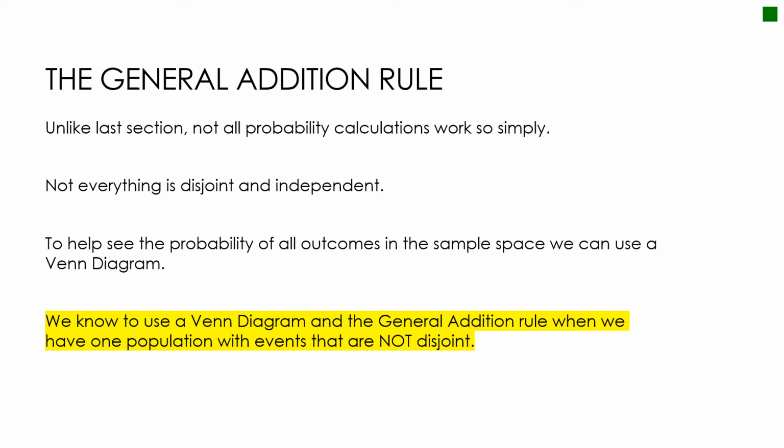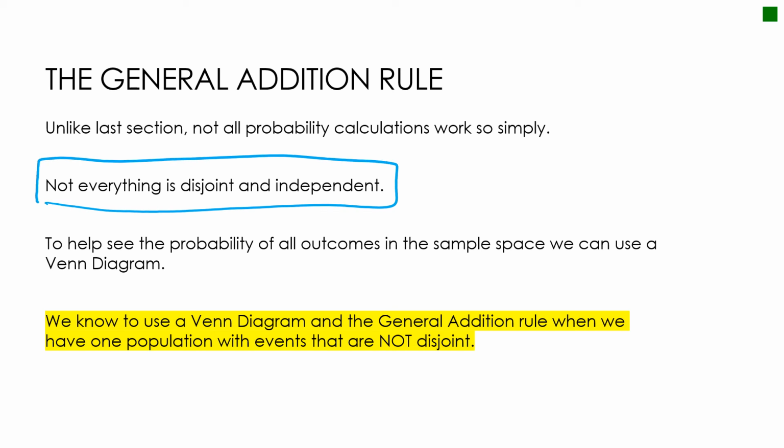So again, we're leading up to the fact that not everything is disjoint and independent. And so when we're talking about the general addition rule and later the general multiplication rule, it's going to take into account that not everything is disjoint and independent and give us a strategy for dealing with that. So again, to help us to see the probability of all of the outcomes in our sample space, we're going to use a Venn diagram, and we've chatted a little bit about this before.